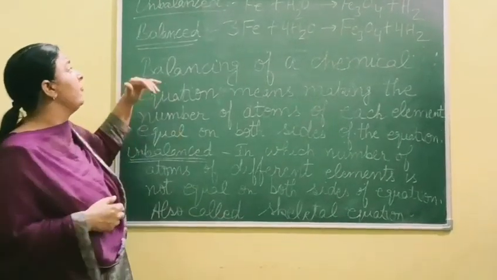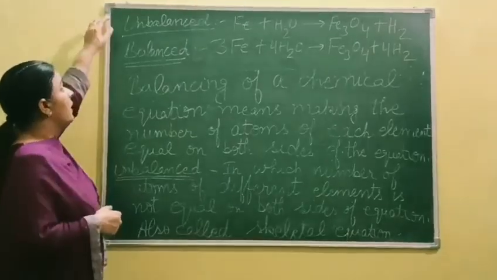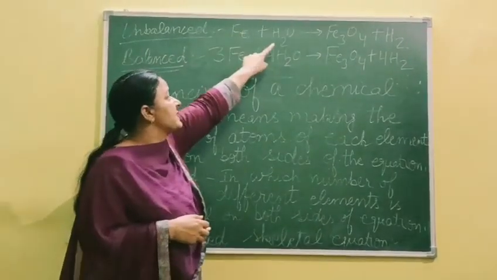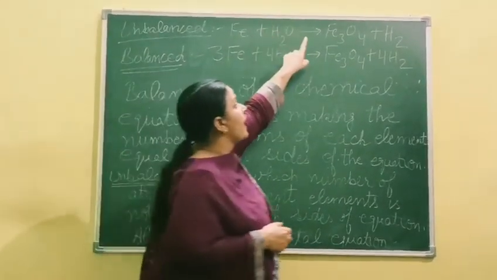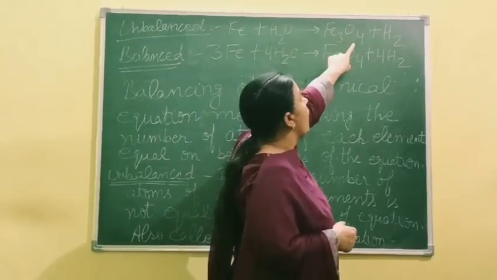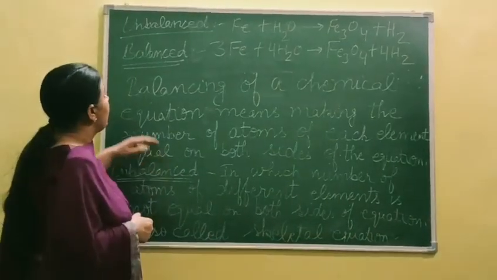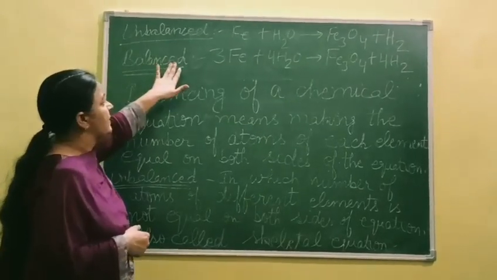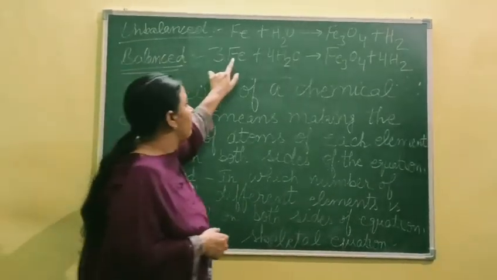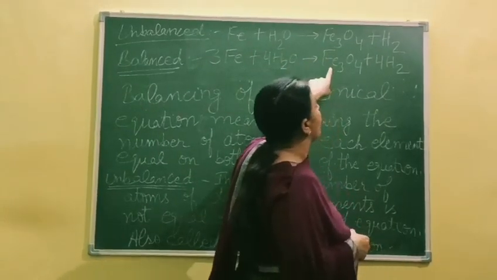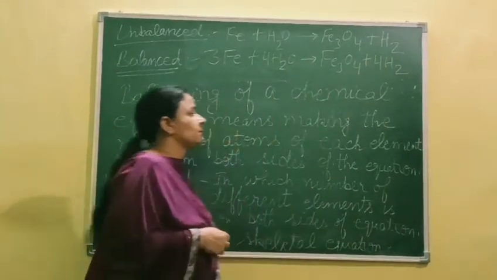So beta here I have written one general unbalanced chemical equation Fe plus H2O. The product is Fe3O4 plus H2. So beta after that I have written balanced chemical equation 3Fe plus 4H2O. Product is Fe3O4 plus 4H2.